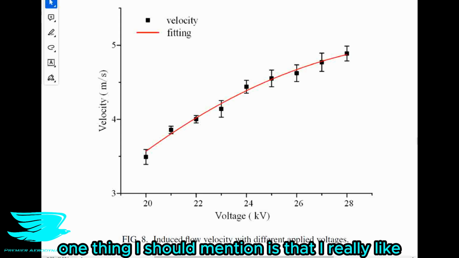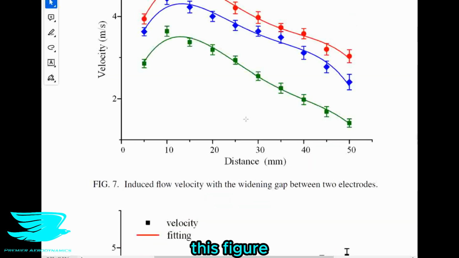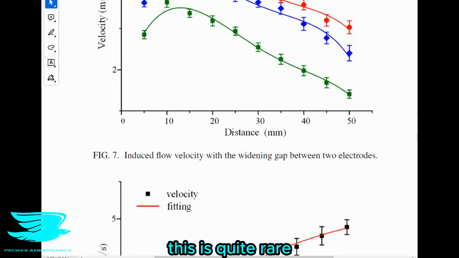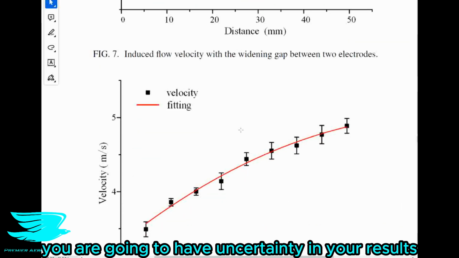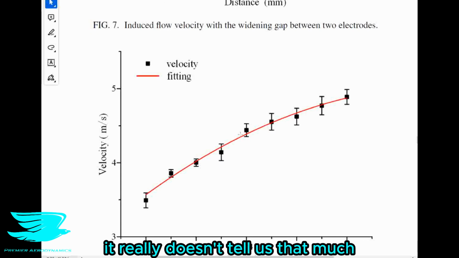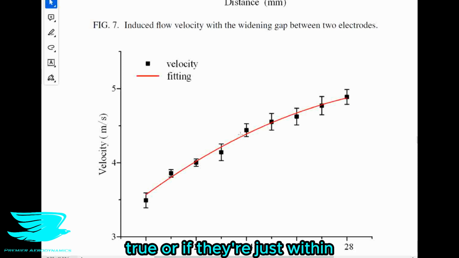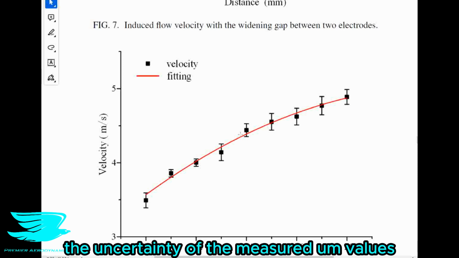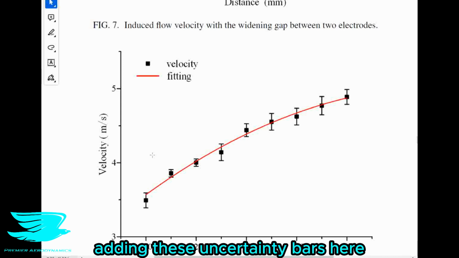One thing I should mention is that I really like that they have uncertainty bars on their figures, this figure, all these other figures. This is quite rare, but a really good practice because no matter what research you're doing, you're going to have uncertainty in your results. And when you just make a graph or give values and don't specify the uncertainty, it really doesn't tell us that much because we can't tell if the trends are true or if they're just within the uncertainty of the measured values. So I think these authors did a really good job adding these uncertainty bars here.